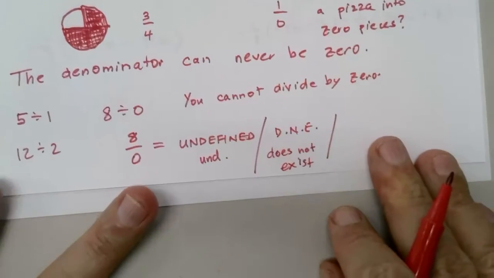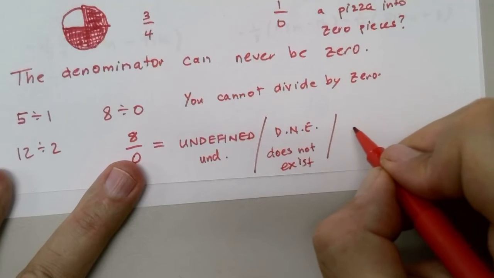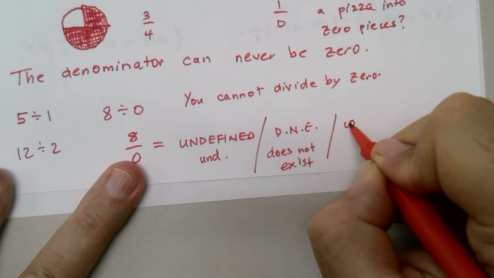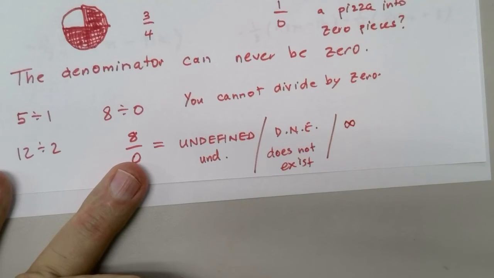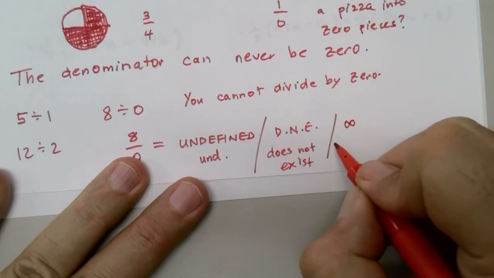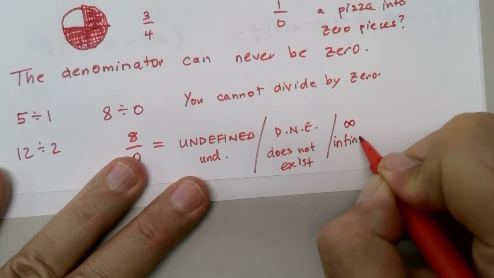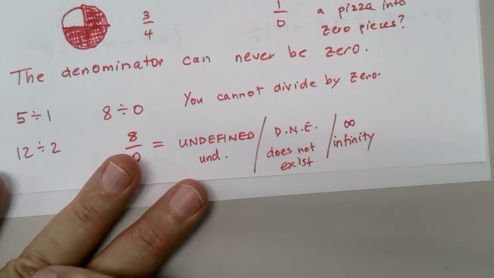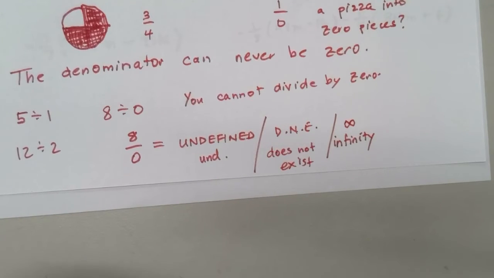Or if you want to be a little nerdy, you could write infinity, because you could say an infinite number fits in there. The infinity symbol is an 8 on its side. So those are your 3 choices if you happen to see 0 in the denominator. And this is really important. There are 3 ways of saying the exact same thing.